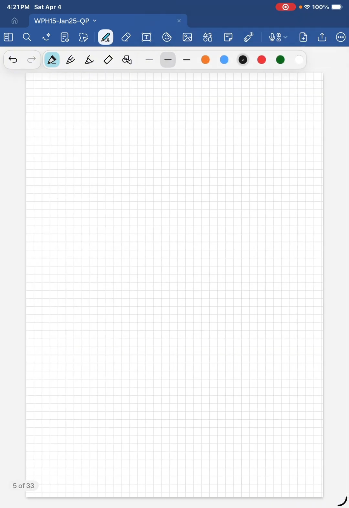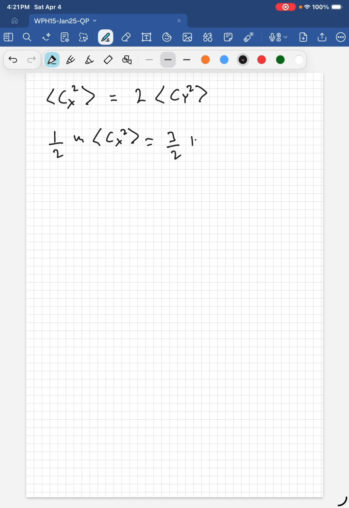So let's use a clean page. So they tell us that the average root mean squared velocity of gas X molecules is twice that of Y's molecules. And the temperature is the same. So let's use 1/2 m c_x squared. And we know that from the kinetic theory of gases, this is equal to 3/2 kT.